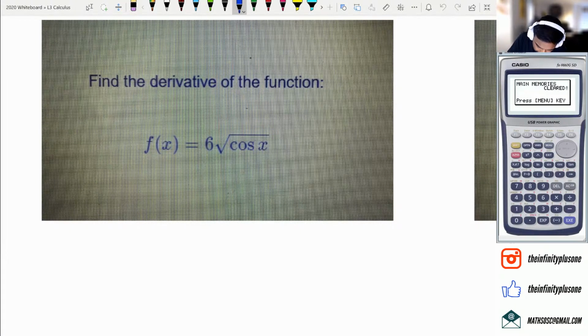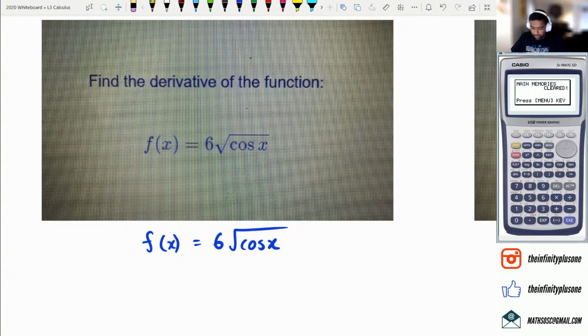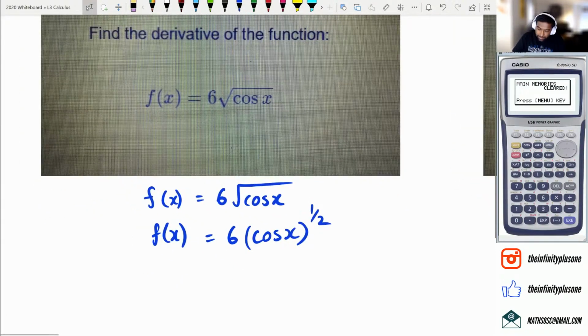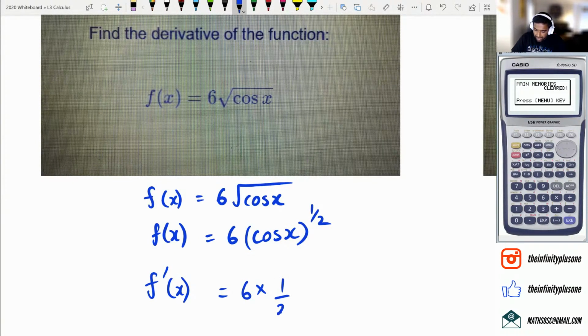Okay, so with our first question, we've got f of x is 6 square root of cos x. One thing that I would recommend when you're working with square roots is getting rid of the square root symbol and just rewriting it as to the power of half. Once we get that part, we are going to be using the chain rule to differentiate this. With the chain rule, we multiply by the power, which is half, cos x to the power of half take away 1.